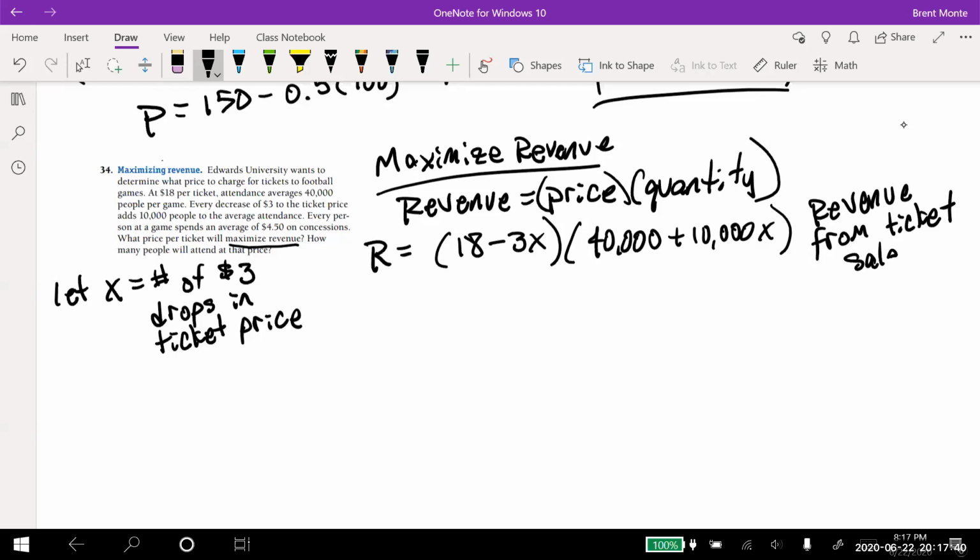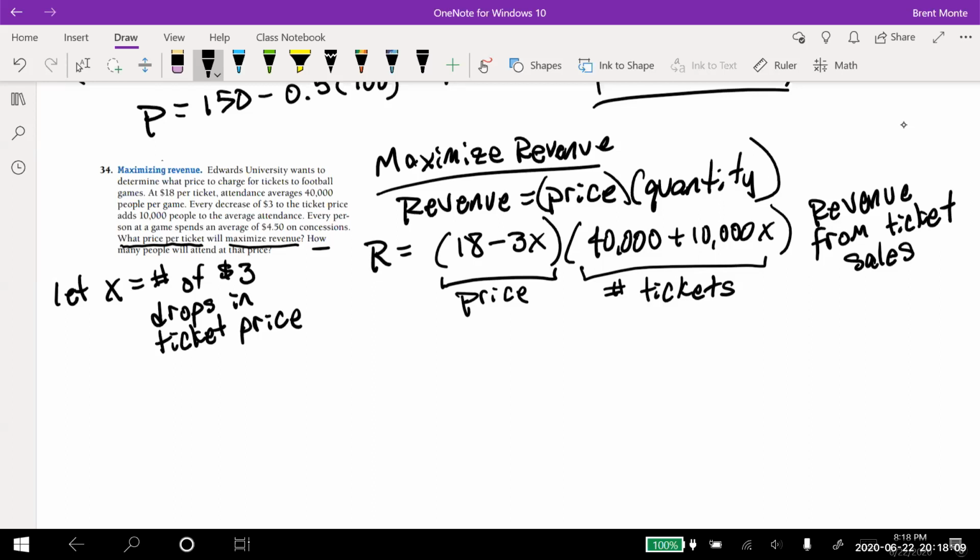But the reason I'm stopping here is because of this last question. First question, what price per ticket? This right here is the price per ticket, and this is the number of tickets. But bear in mind, what haven't we done yet? We haven't added in the concessions.